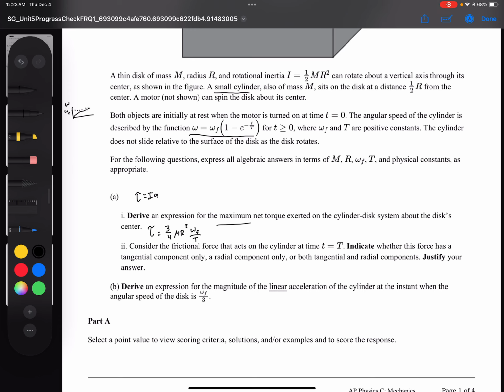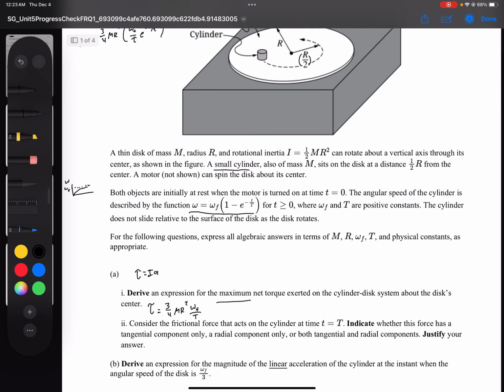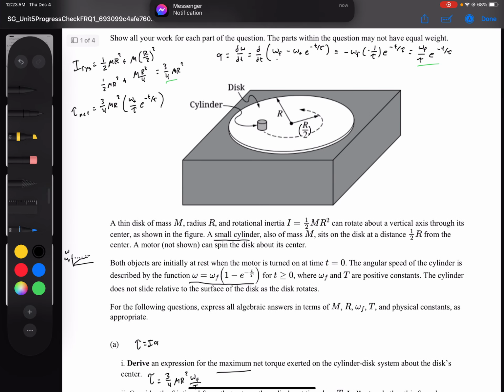Okay, so now we're going to move on to part 2. We have the frictional force that acts on the cylinder at time t equals capital T. Indicate whether this force has a tangential component only, a radial component only, or both a tangential and radial component, and justify your answer.